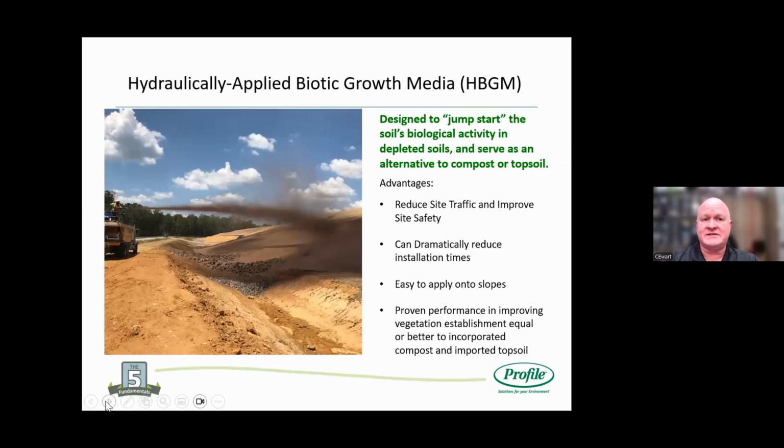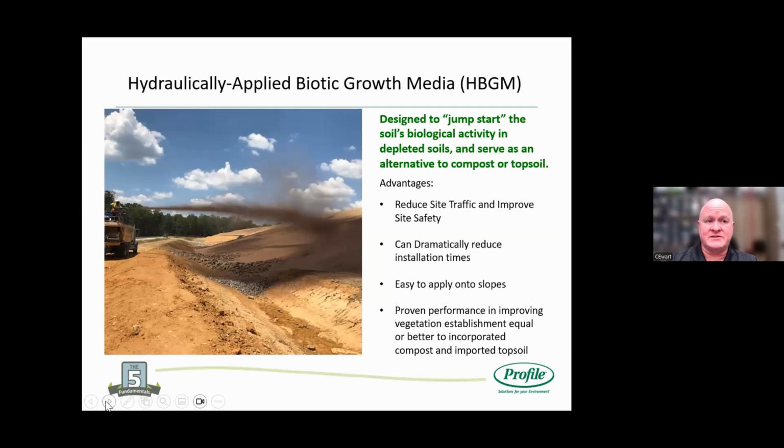The advantage of this is that we don't need to incorporate it. We can spray it over the surface of the area. This is going to reintroduce biotic media. It's going to increase plant nutrition. It's going to have over 200 types of biota in there. In addition to that, this is going to actually start that nitrogen cycle, and we're going to start seeing that regeneration of topsoil.